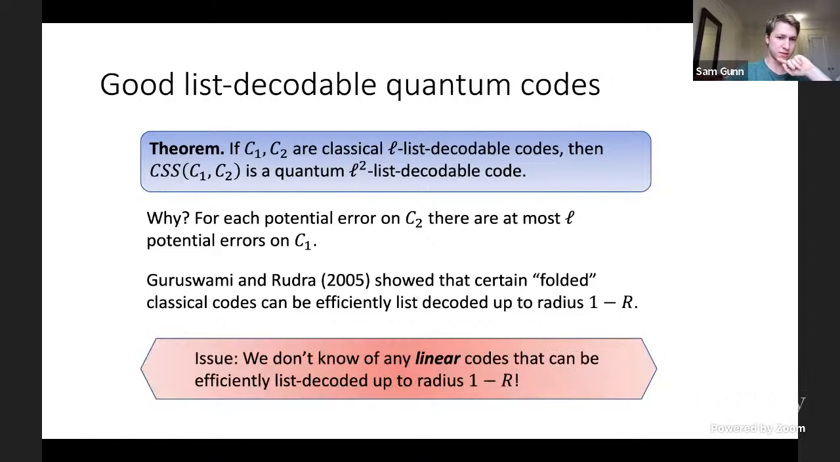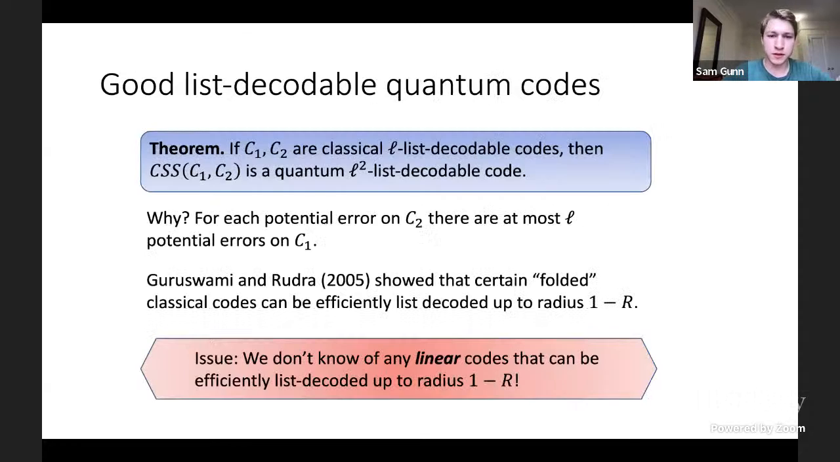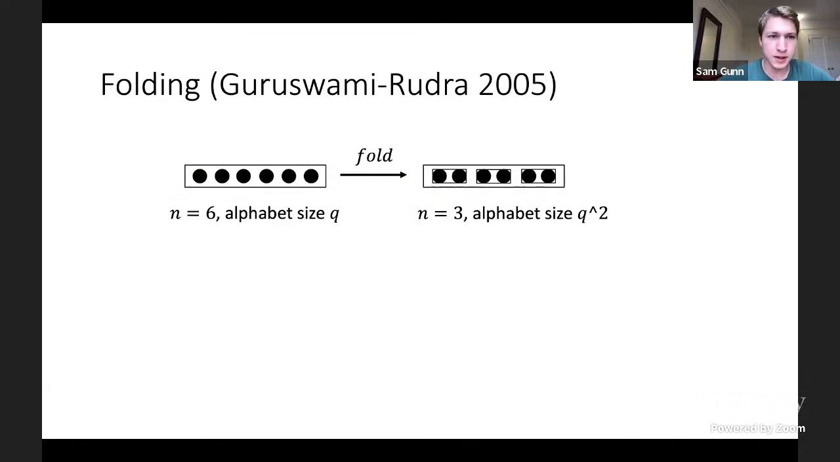And in fact, this is a more general issue. We don't know of any linear codes that can be efficiently list decoded up to the classical singleton bound. Okay, so we seem to be kind of stuck. But let's look at what folding does anyway.